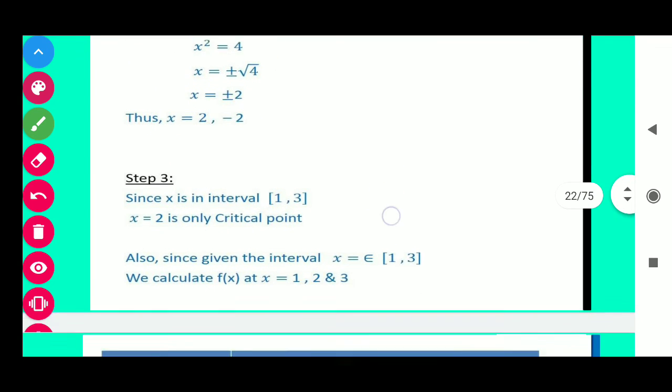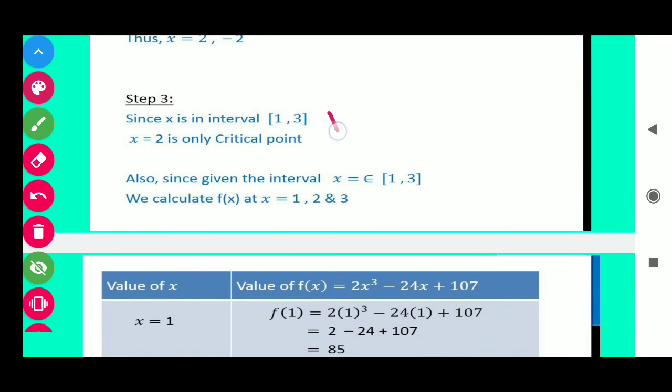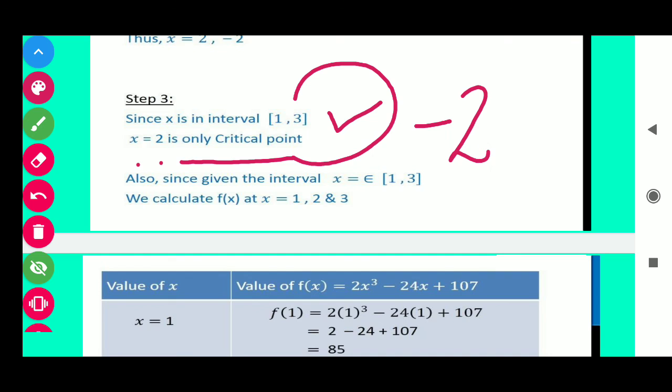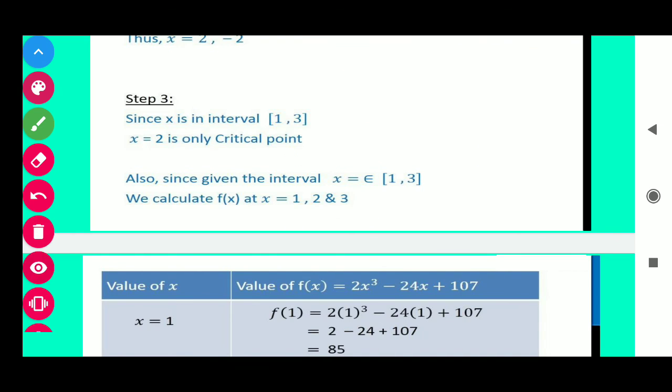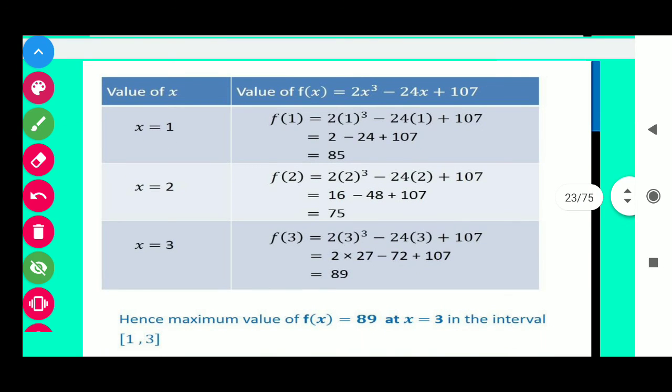Now step 3. Here we have the given interval [1, 3], then x equals 2 is the only critical point that lies within the interval, so we will reject minus 2 as a critical point. Now we need to put these 3 points in the given function. Put x equals 1. By simple calculation we get 85, and by putting x equals 2 we get 2 into 2 cube minus 24 into 2 plus 107. In this way we get 75. Similarly, at x equals 3 we get f(3) equals 89.